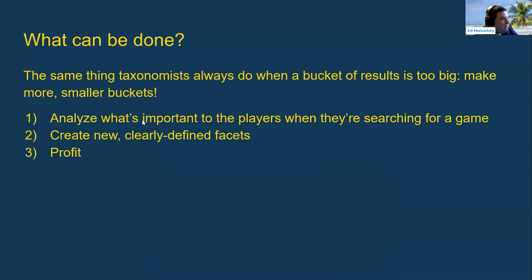So what can be done? Well, we're taxonomists. What do we do anytime a category gets overstuffed? Or as I like to put it, when the bucket of results gets too big, make more smaller buckets. So in that case, analyze what's important to players when they're searching for a game. Create new, clearly defined facets, and that's a key one, as we'll get to in a second. And step 3, as always, is profit.